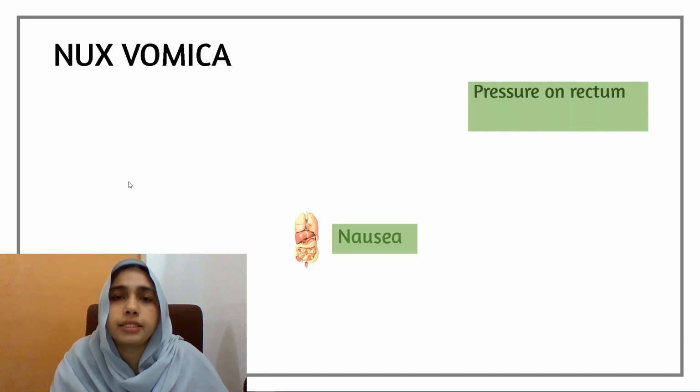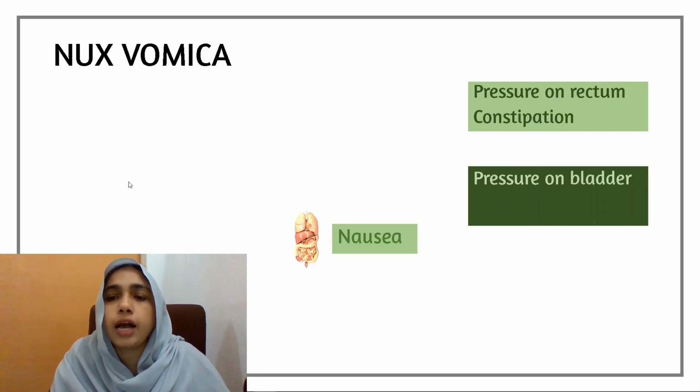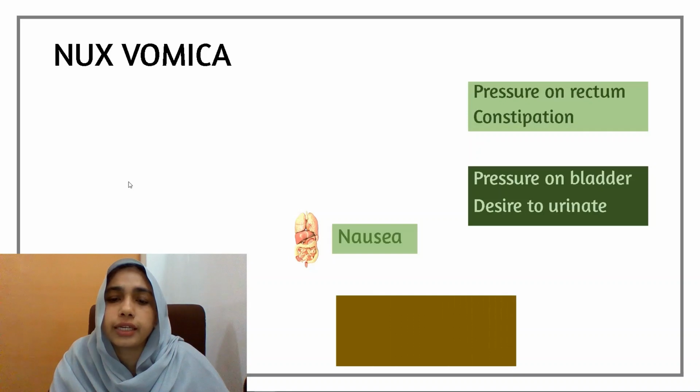Now, similar to Pulsatilla, Nux vomica patients can also have pressure on the rectum. But Pulsatilla had loose stools, whereas Nux vomica has constipation. Due to the pressure on the rectum, the patient will have frequent urging for stool. But no large quantity of stool or loose stools are passed. It is dry hard stool. Sometimes no stools are passed. They simply have the urging. They also have pressure on the bladder and they will be having desire to urinate.